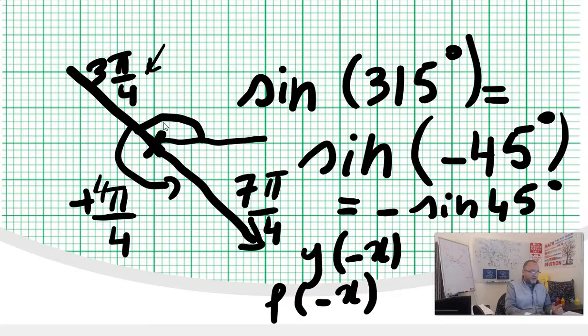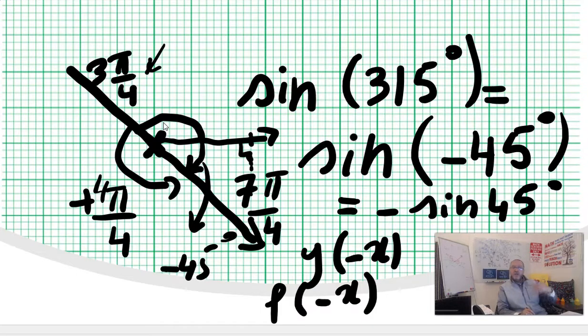What's my reference angle? My reference angle, like I said, is from the tip of the vector, perpendicular to the x-axis. And how do I get to it? I get to it from the x-axis to the terminal side. This is my reference angle definition. So it's minus 45 actually. So I'm looking for the sine of minus 45 degrees. What's the sine of minus 45 degrees?